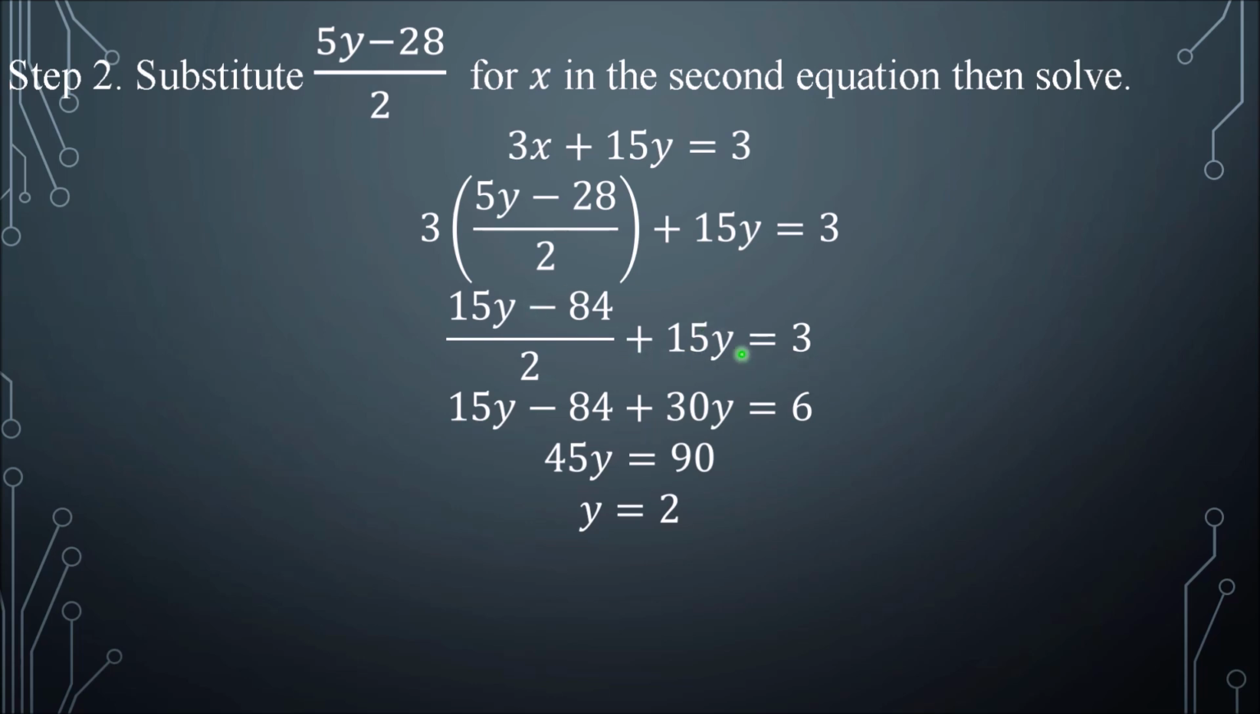Then we multiply both sides by 2. So this one times 2, we have 15y minus 84. 2 times 15 is 30y. And then 2 times 3 is 6.